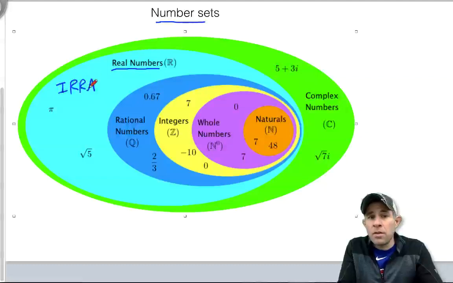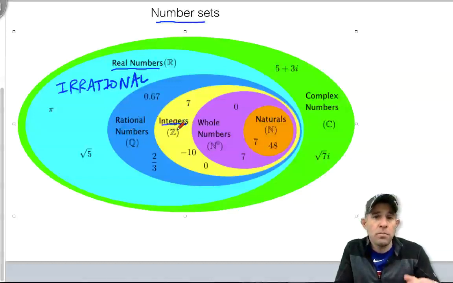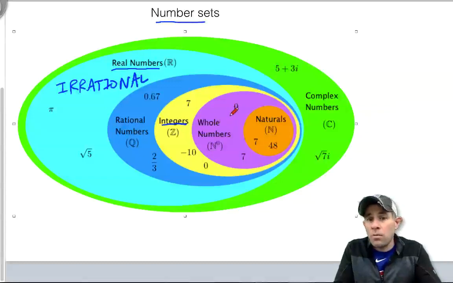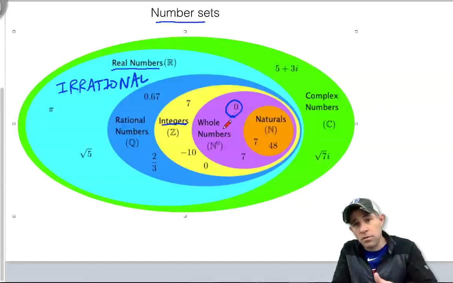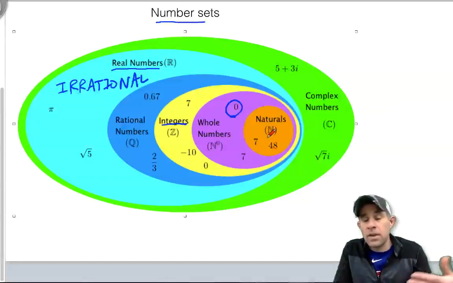Irrational numbers, those numbers that cannot be written as a fraction of integers, and rational numbers, which can be written as a fraction of integers. And then we said underneath the rational numbers, you had integers, which are both your positive and negative whole numbers. And then you had whole numbers, which included 0 and counted up from there, 1, 2, 3, 4. And then you had natural numbers, which were your counting numbers, 1, 2, 3, 4, etc.